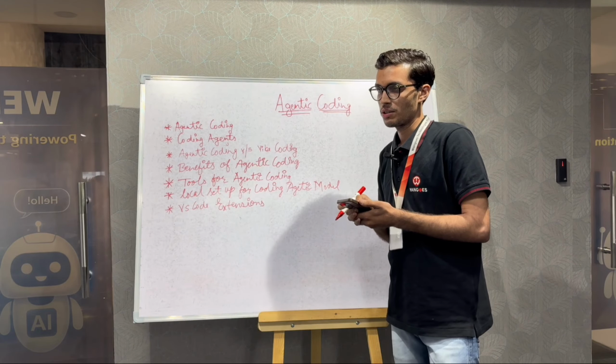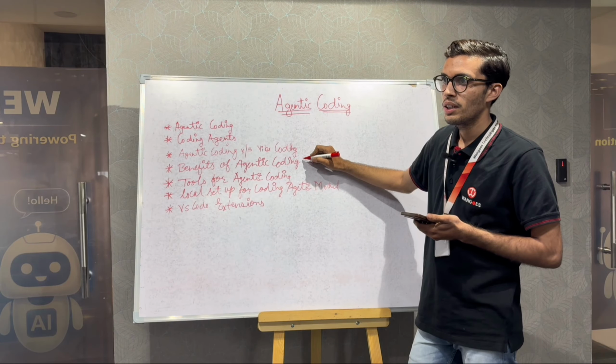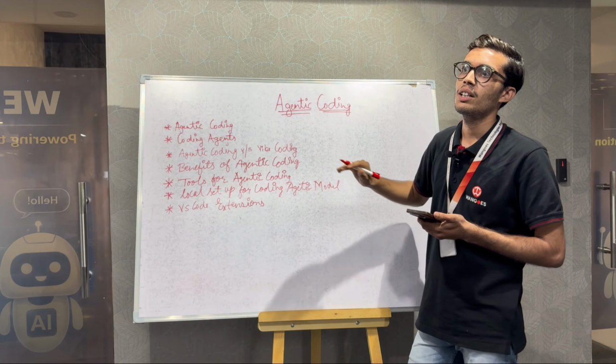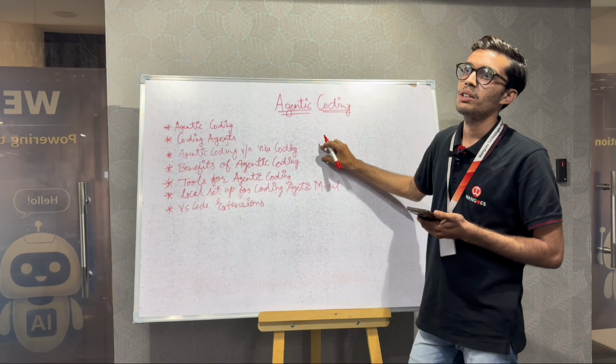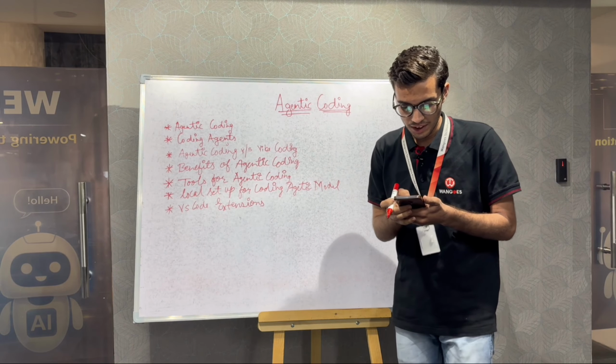Then democratized expertise. Now for agentic coding, we don't need any senior developer or any junior developer. All are the same for agentic coding. We just need to give the prompt and create the applications.